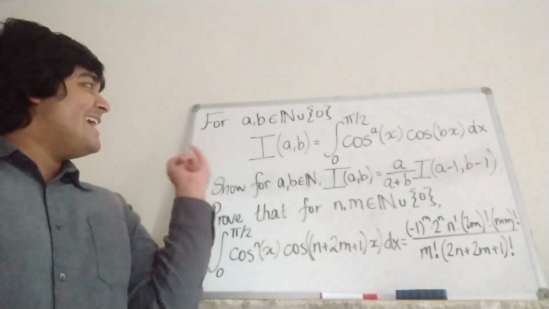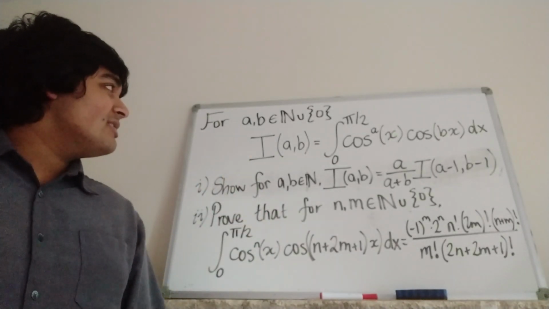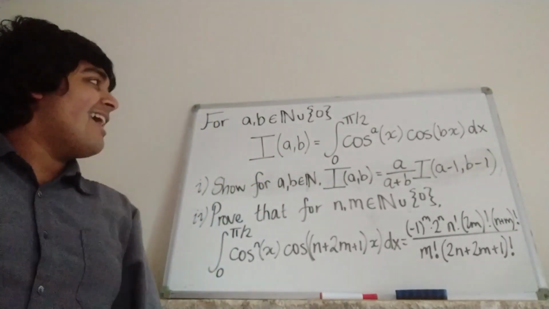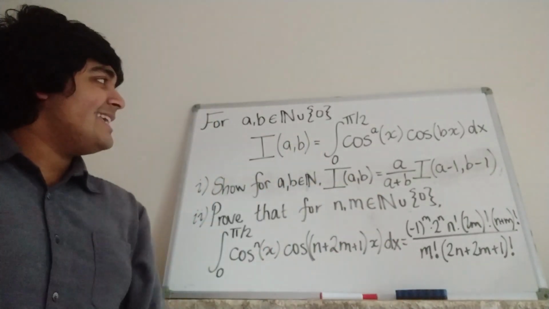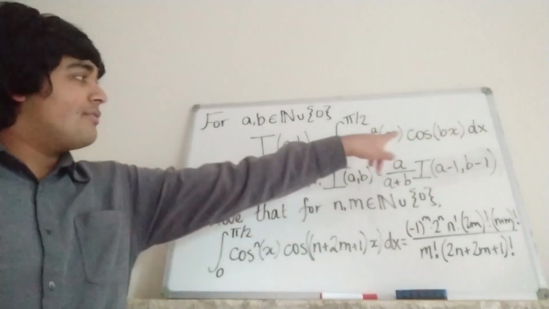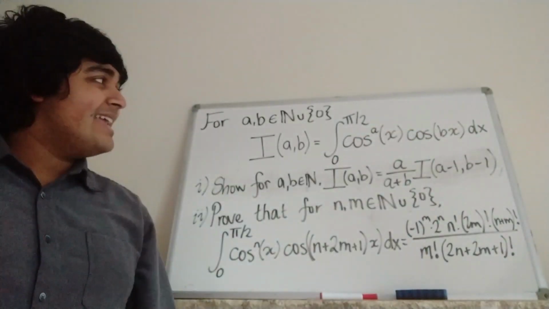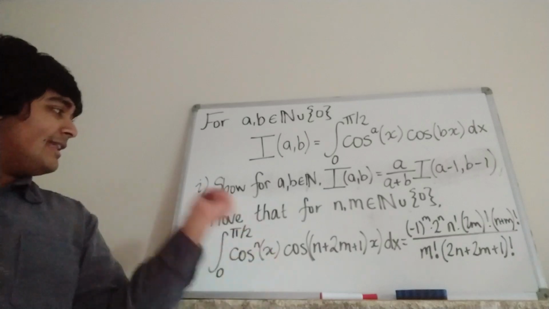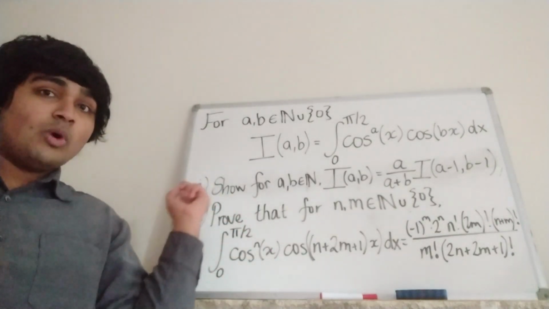Okay, so we have for a and b non-negative integers, so either positive integers or 0, we're defining this function here, I(a,b), to be the integral from 0 to pi over 2 of cosine x raised to the power of a times cosine of bx dx. Okay, and this problem is split into two parts, 1 and 2.